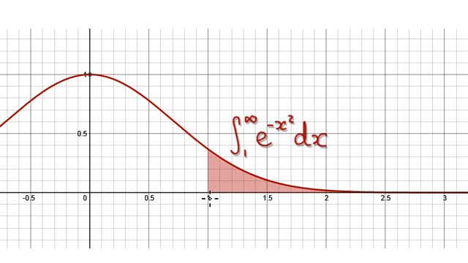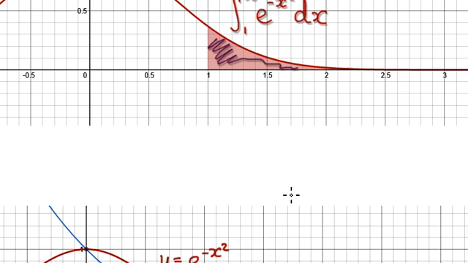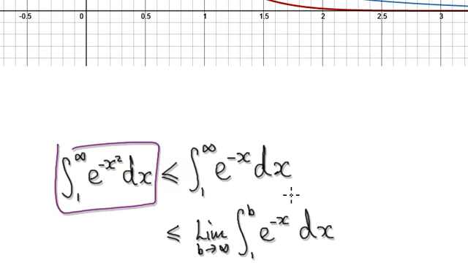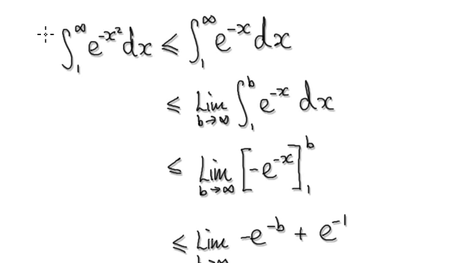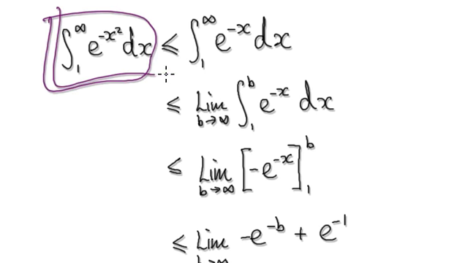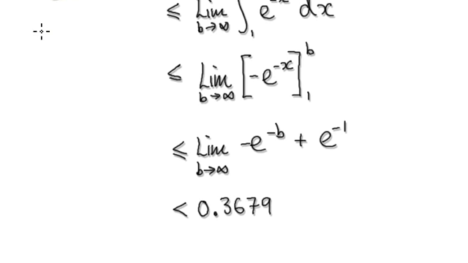All that we can conclude is that this area here is strictly less than this. That's all that we can conclude. We don't know the precise area of this. We just know that the area of this would be strictly less than this. Okay?